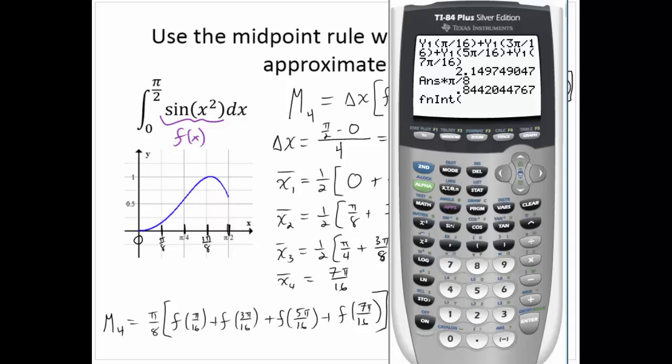We would type sine x squared, close that off, comma, so again that's the integrand, now the variable x, another comma from 0, another comma to pi over 2, close it off, and hit enter. And again it gives us 0.828 approximately. So that's the midpoint rule.